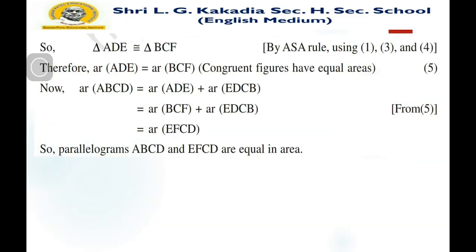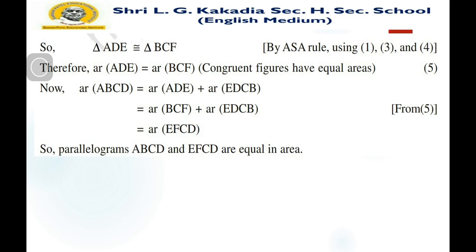So triangle ADE is congruent to triangle BCF by the ASA rule, angle side angle rule, using 1, 3 and 4. Therefore area of ADE is equal to area of BCF. You can see from the figure that area of ADE is equal to area of BCF. Congruent figures have equal areas.